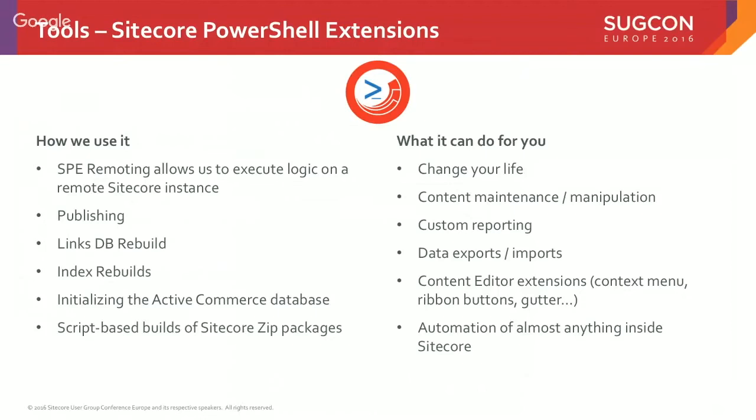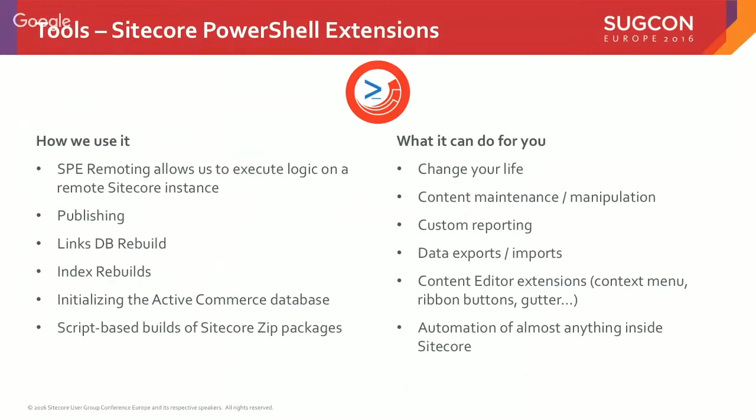You can extend the content editor. You can automate almost anything inside of Sitecore. Just to add a quick anecdote, we had a customer with an import process that was run against a stale index and ended up with a bunch of duplicate products. And I think it took us about 15 minutes to write up a PowerShell script to just go through their product repository and clean up the duplicates. So even these little content maintenance things, all the way up to full-blown applications, can be built using SPE.